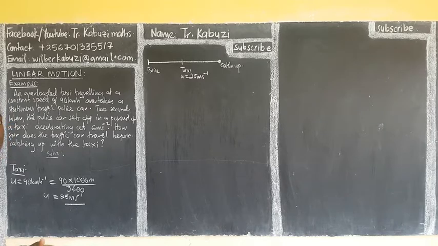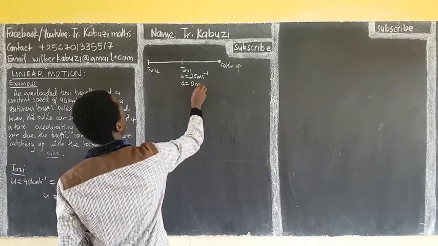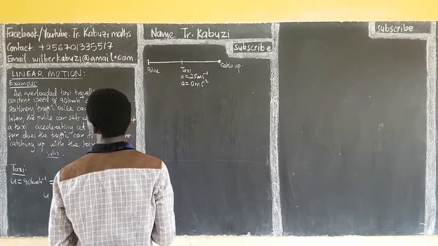Why? Because acceleration is the rate of change in velocity. So if the velocity is the same, we shall get 9 minus 9, which will be zero. So when we see constant speed, it means that our acceleration will be zero meters per second squared.